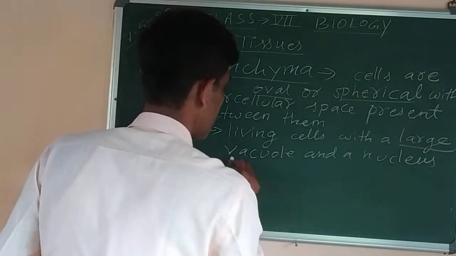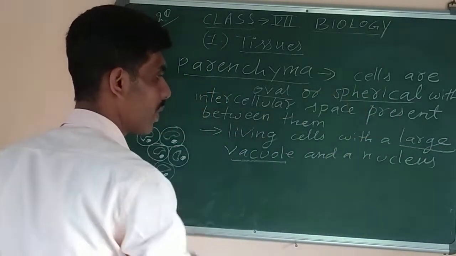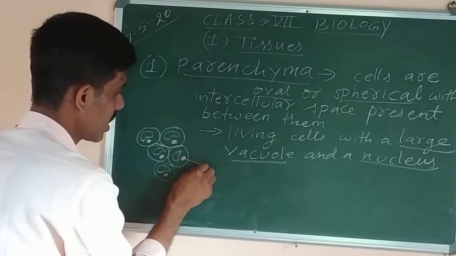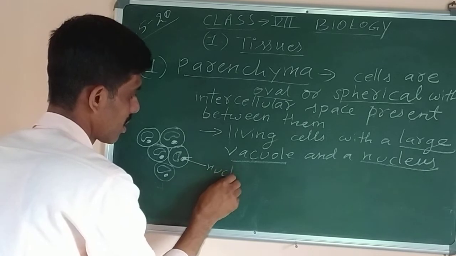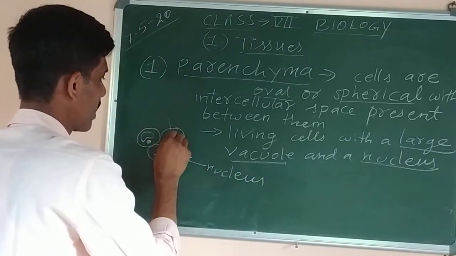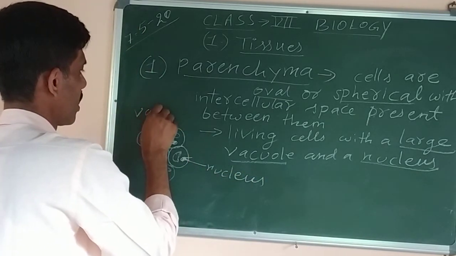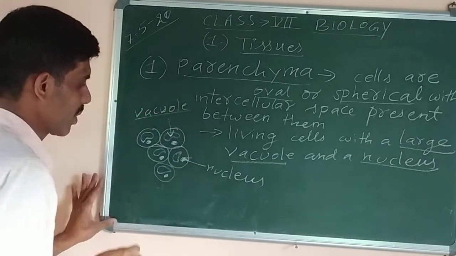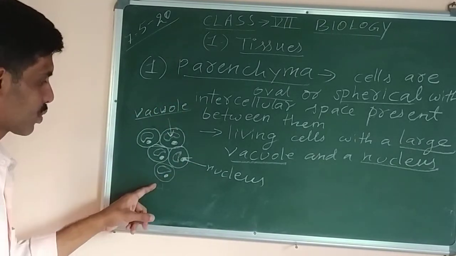They have a large vacuole. They are spherical or oval in shape. They have a nucleus present inside them. This is the nucleus. This one is the vacuole, oval. And this one is the cell wall.